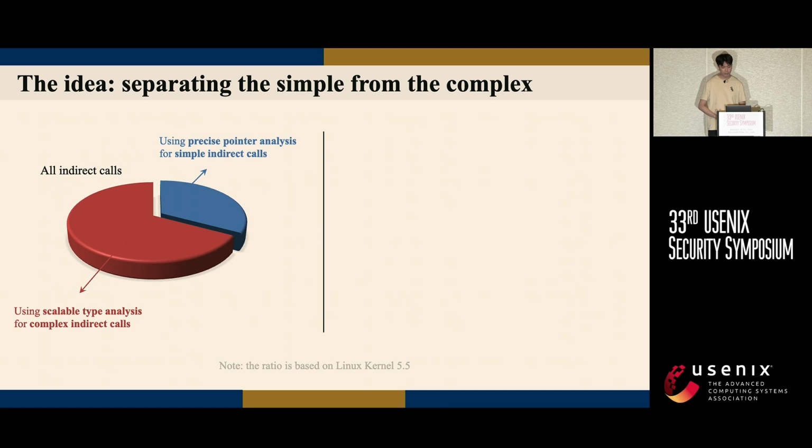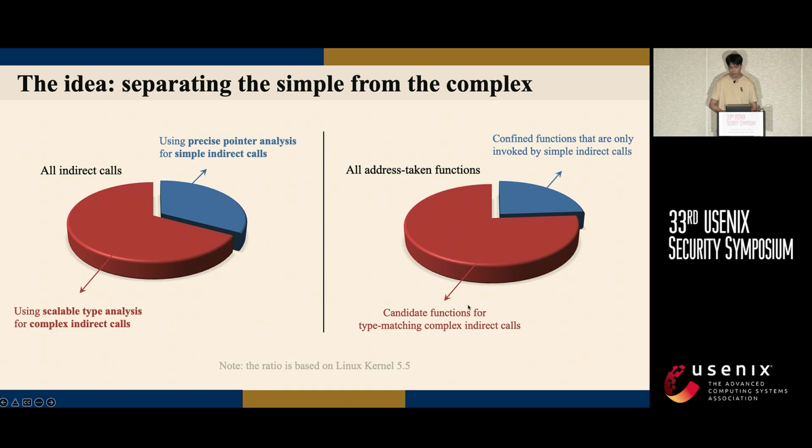And furthermore, for the remaining complex indirect calls, as we mentioned, the conventional type analysis still tries to match them with all the address-taken functions, which will result in imprecision. To address this problem, our idea is that the confined functions are only invoked in the simple indirect calls, thus cannot be invoked by the complex indirect calls. In this way, we can consider fewer address-taken functions while we perform type matching between the complex indirect calls and these address-taken functions. So in conclusion, for both the simple indirect calls and the complex indirect calls, the approach can get improvement compared with the traditional type analysis.